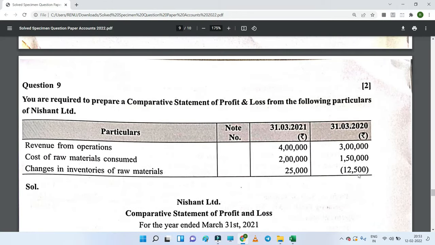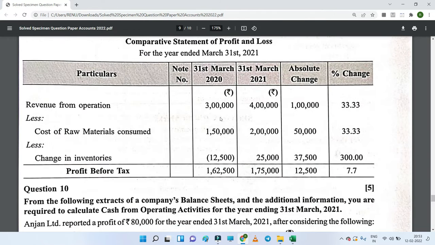From the current year, we deduct the previous year values. So from 4 lakh, we deduct 3 lakh, because from the current year we deduct the previous year value. So 4 lakh minus 3 lakh, we get the absolute change of revenue from operations, that is 1 lakh. For calculating percent change, we divide the absolute change by the base year amount. Base year amount we keep as last year's amount. So 1 lakh divided by 3 lakh into 100, it will come to 33.33%.